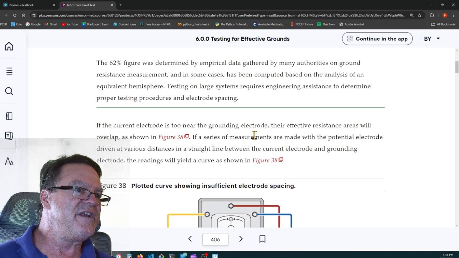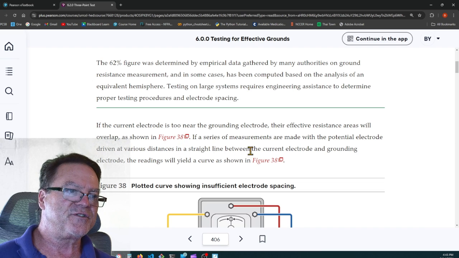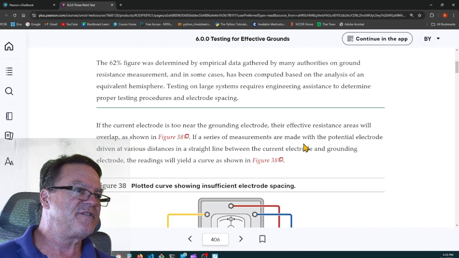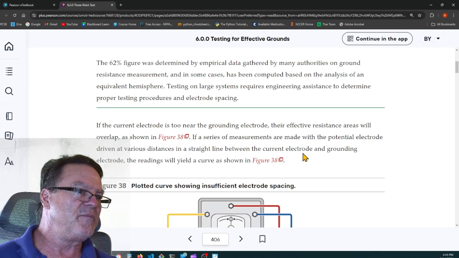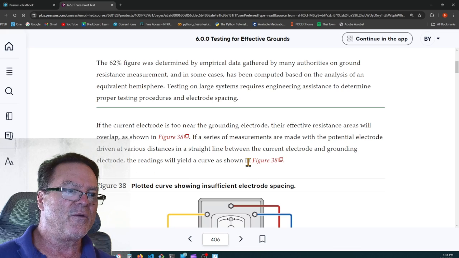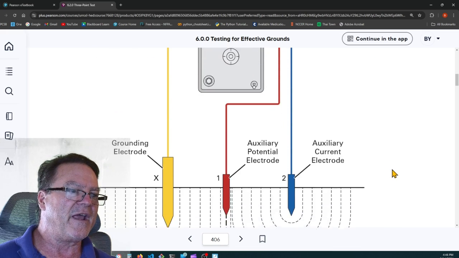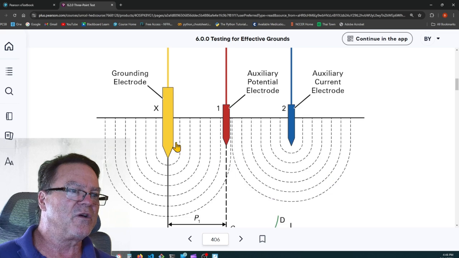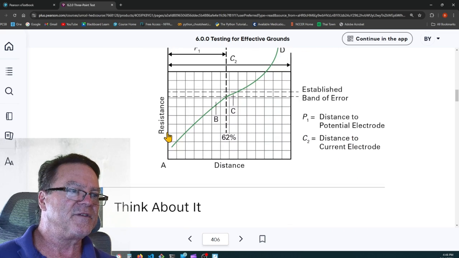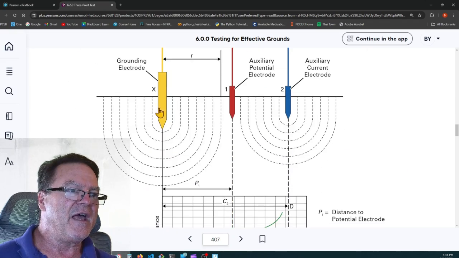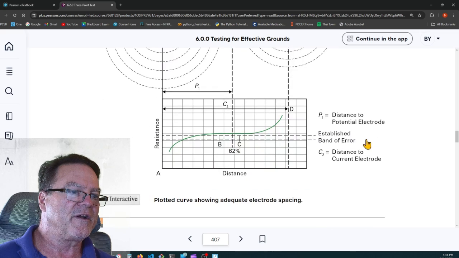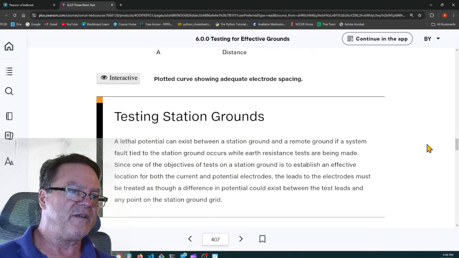If the current electrode is too near the grounding electrode, their effective resistance areas will overlap, as shown in figure 38. If a series of measurements are made with the potential electrode driven at various distances in a straight line between the current electrode and the grounding electrode, the readings will yield a curve as shown in figure 38. So these two were too close together, and you got this curve. As you adjust the distance and make sure that they're far enough apart, then you get this flat spot that tells you what the actual resistance of the earth is.